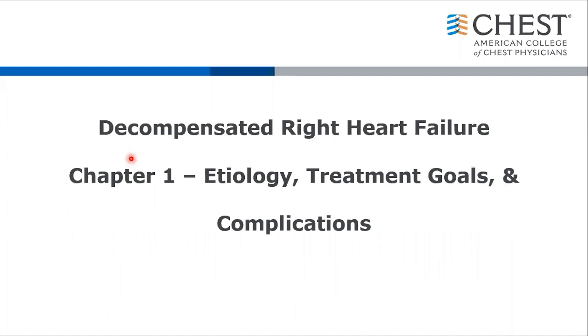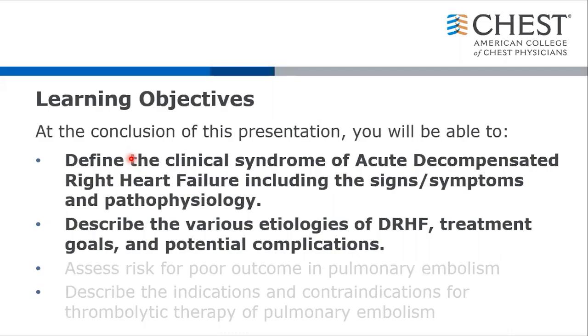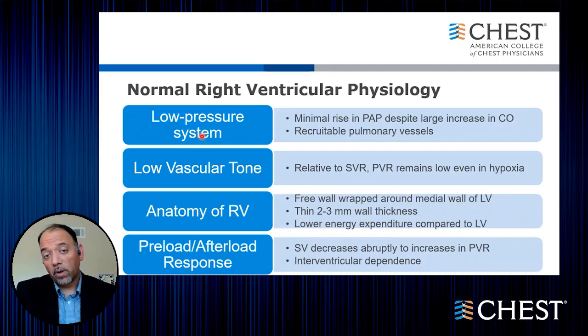So chapter 1, we're going to go through decompensated right heart failure, etiology, treatment goals, and complications. So this chapter will deal with the first two learning objectives. And I think it's important when we discuss right heart failure that we understand the normal right ventricular physiology and anatomy, because that will inform how we proceed with this topic.